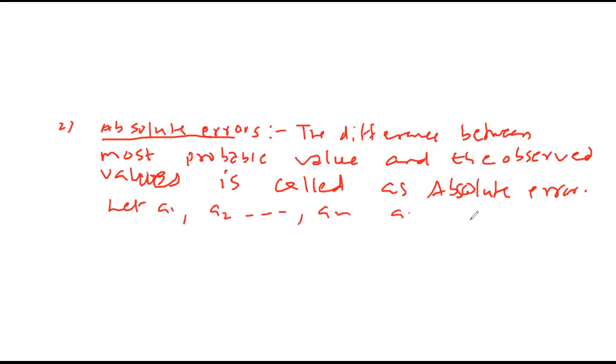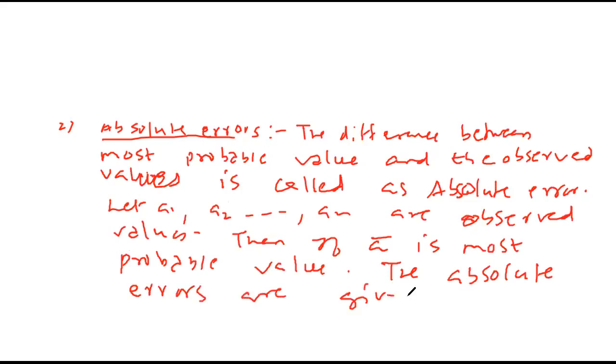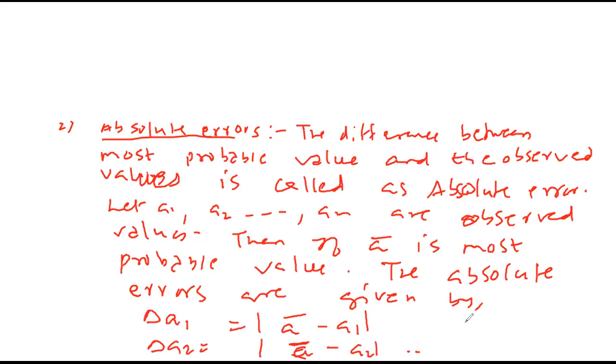So if A1, A2, up to AN are observed values, and A bar is the most probable value, then the absolute errors are given by delta A1 is A bar minus A1, delta A2 is A bar minus A2, and so on, last will be delta AN is A bar minus AN.